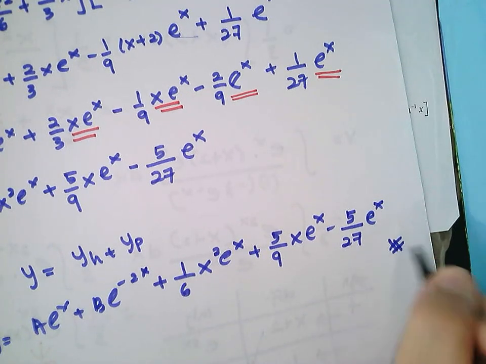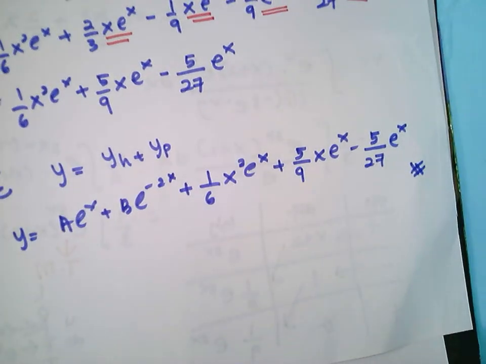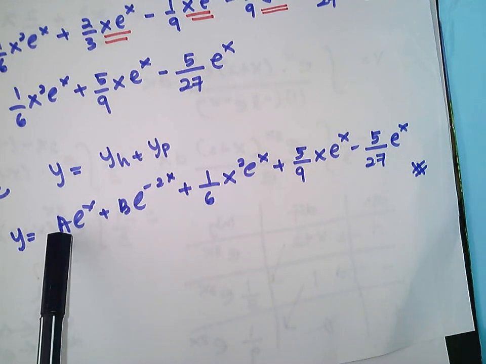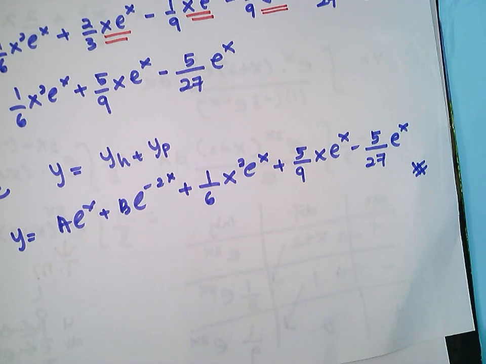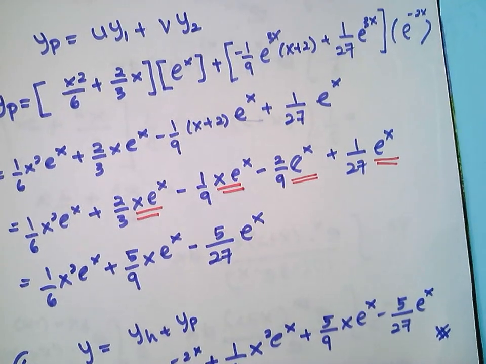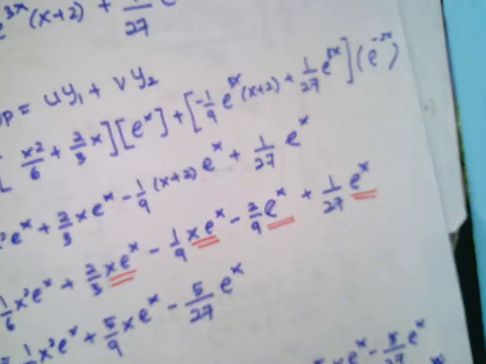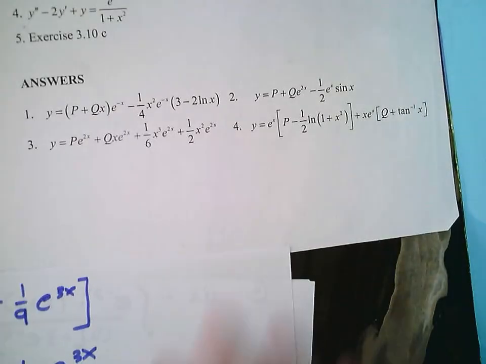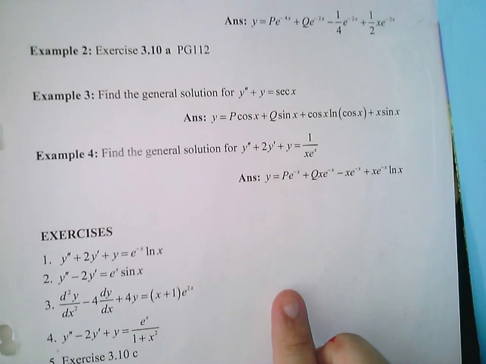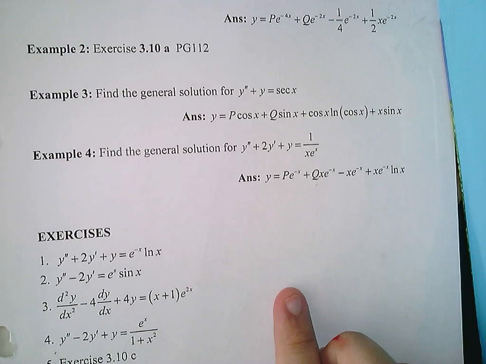If you have an initial condition, you have to get the values of a and b. Okay, so we are done with the second example. In my next video, I will explain the next example. Stay tuned. Thank you guys.